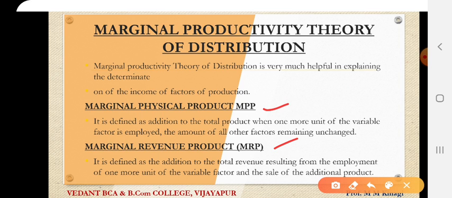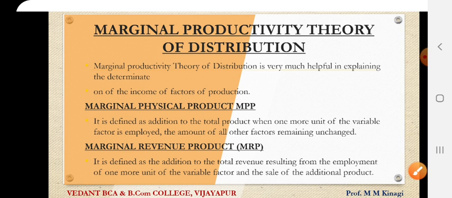Sale of the additional product means, whatever the price we are fixing for the particular product, how much we are going to earn. If we multiply by that particular price, then we can analyze how much profit we are gaining here. That is what we call the revenue product. Okay, hope you understand this.